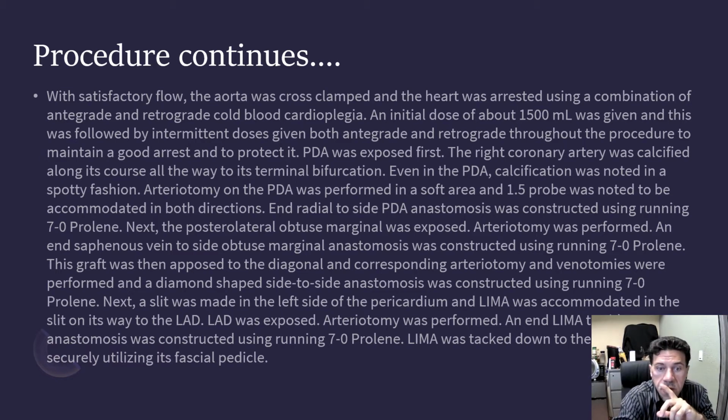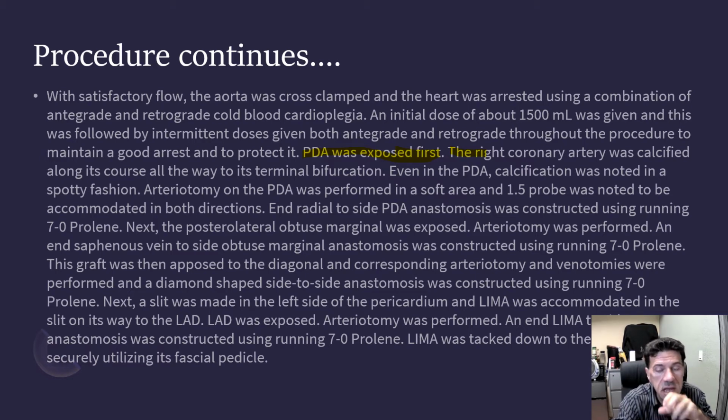Now, the posterior descending artery was first exposed. The right coronary artery was calcified, so they're trying to bypass the right coronary artery, which is already calcified. The posterior descending artery is a distal branch of the right coronary artery. Now, the right coronary artery was calcified along its course all the way to its terminal bifurcation. Even in the posterior descending artery, calcification was noted to be in a spotty fashion.